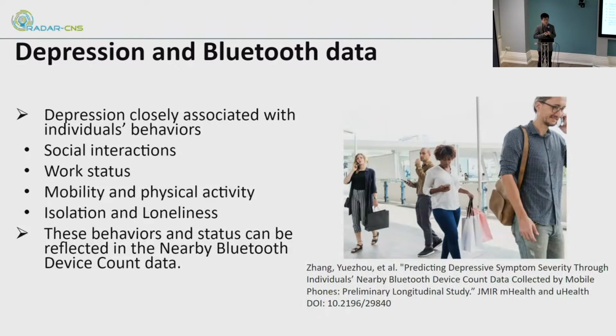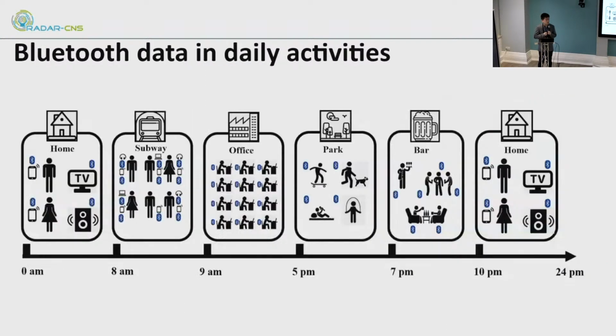And next, I will discuss our findings on depression and Bluetooth data. Since depression is closely associated with individuals' behaviors, such as social interactions, work status, mobility, isolation, and loneliness, these behaviors and status can be reflected in the nearby Bluetooth devices count data. And here is an example of Bluetooth data in daily activities, and it shows that Bluetooth data can reflect some changes in several real-world scenarios.